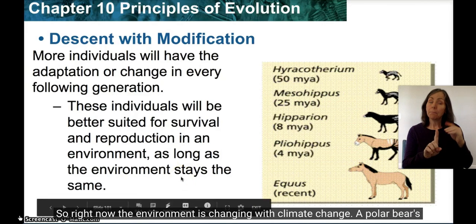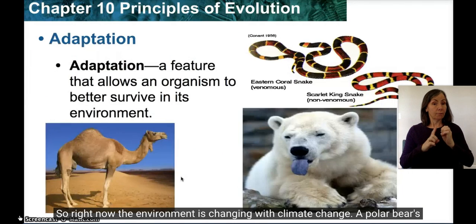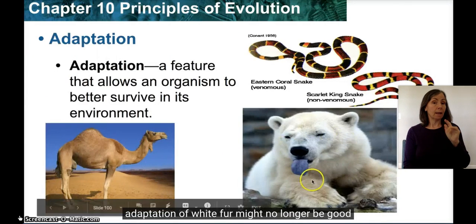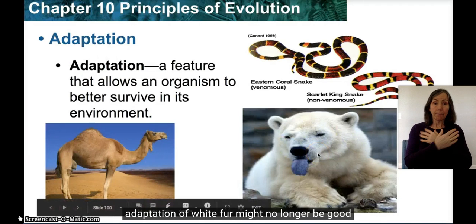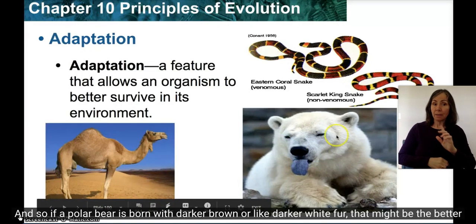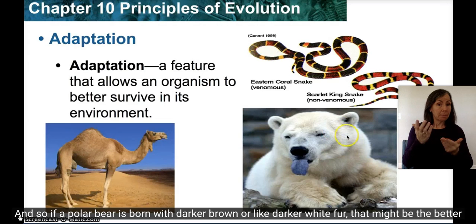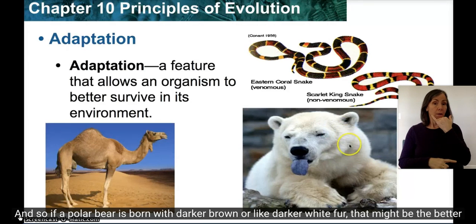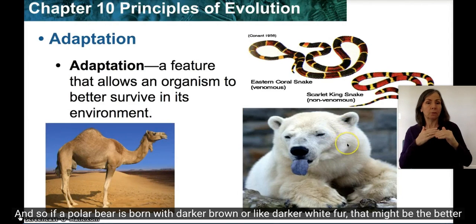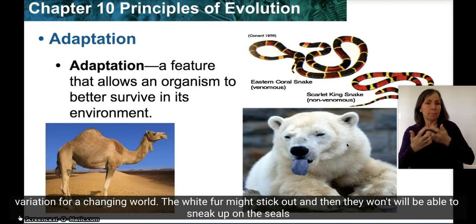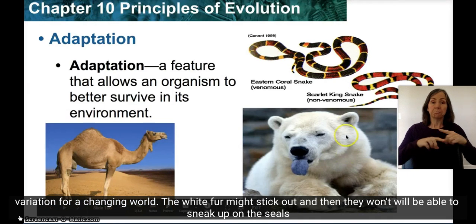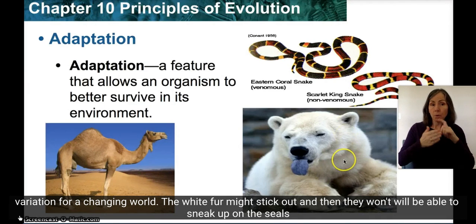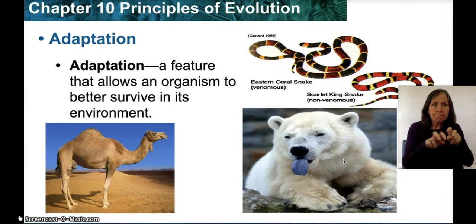So right now the environment's changing with climate change. A polar bear's adaptation of white fur might no longer be good. And so if a polar bear is born with darker brown or darker white fur, that might be the better variation for a changing world. The white fur might stick out and then they won't be able to sneak up on the seals.